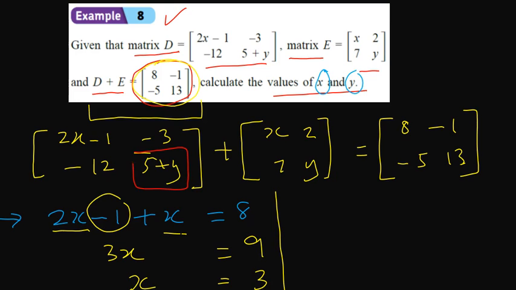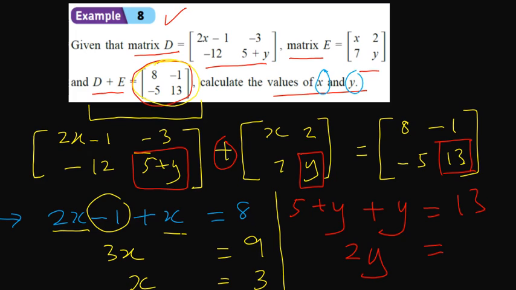This one, 5 plus y plus y here is the corresponding element, here is 13, right? So 2y equals 13 minus 5. 13 minus 5 is 8, right? So y will be 4. So you got your answer here. Yeah, y is 4, then your x is 3. Okay.